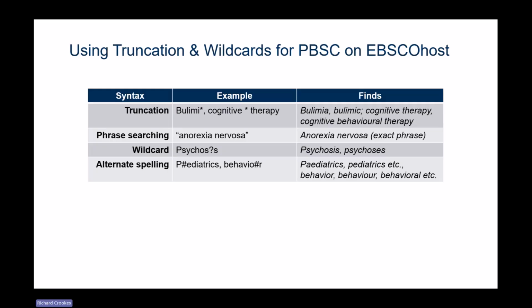So if you're looking at cognitive therapy, you may also want to consider cognitive behavior or cognitive behavioral therapy. So if you put the asterisk between cognitive and therapy, in between those two terms, you'll find all three variations. You'll find results where cognitive therapy is mentioned, cognitive behavioral therapy, or cognitive behavior therapy is mentioned.